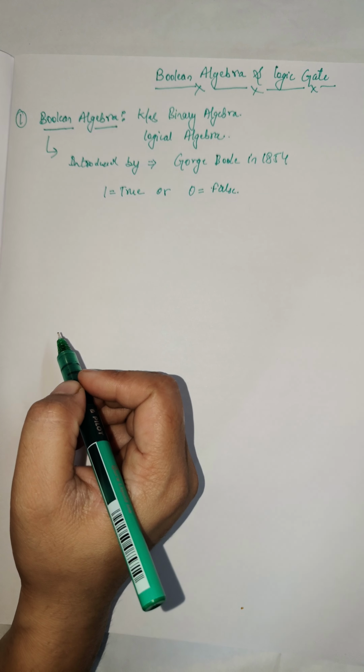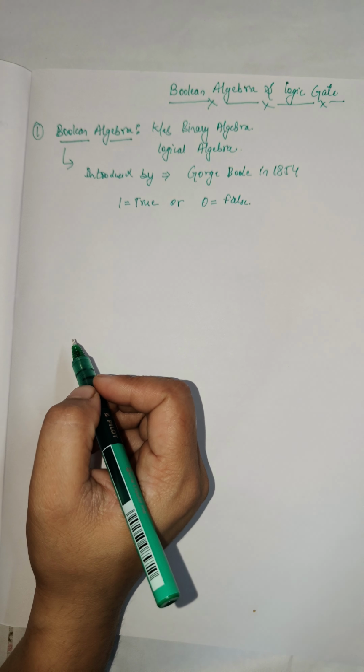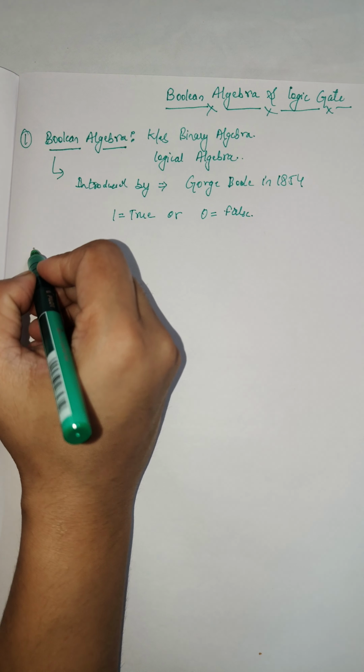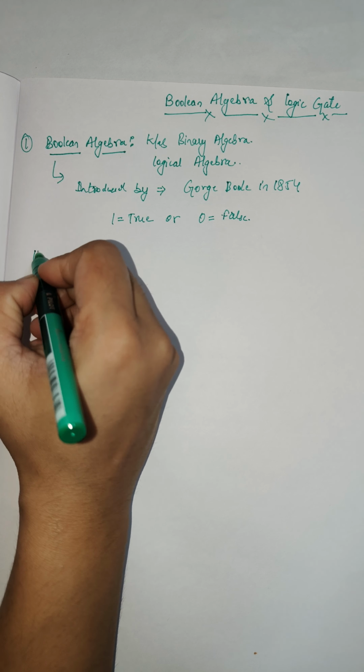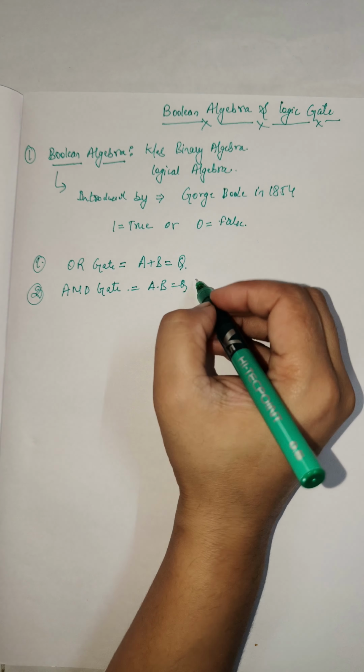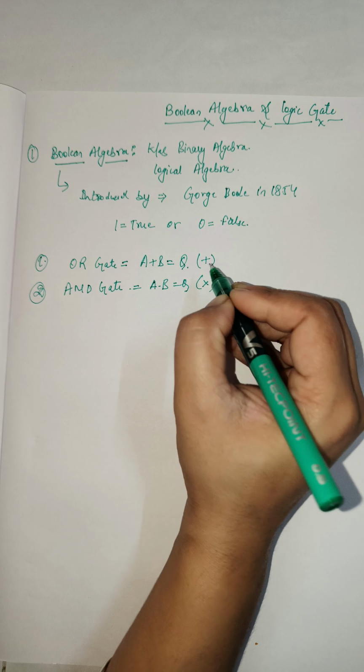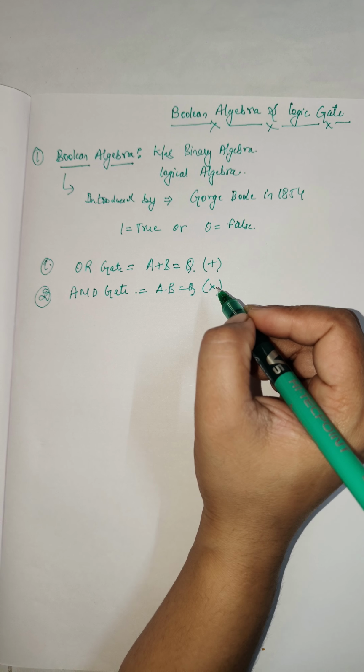In this chapter we are basically dealing with a number of logic gates. Like the first one is the OR gate. Okay, OR gate means we are doing addition, A plus B is equal to Q. Okay, and the next one is the AND gate. So in the case of the AND gate, A dot B is equal to Q. In this case we are dealing with multiplication, and in the OR gate we are dealing with addition.